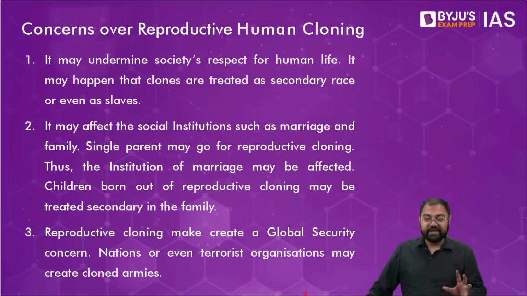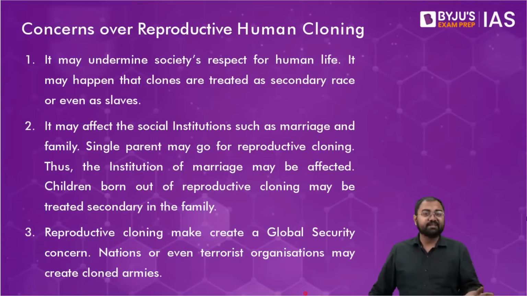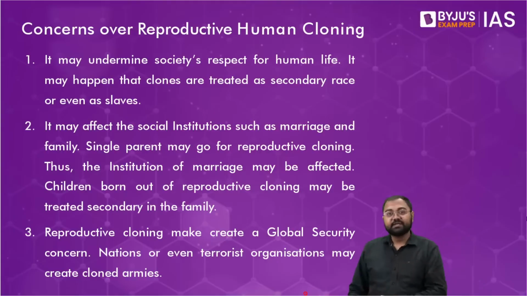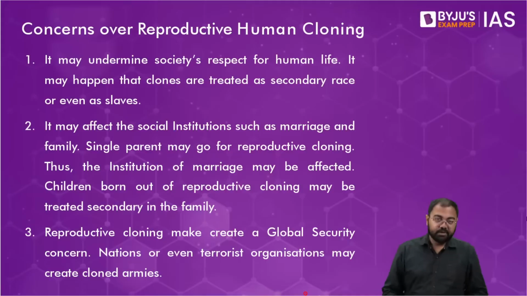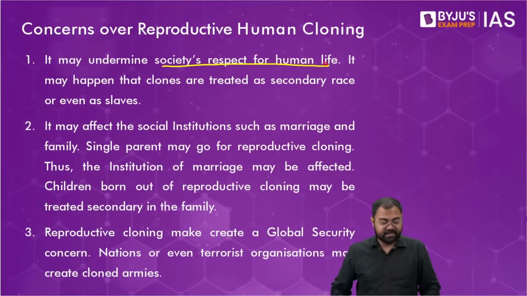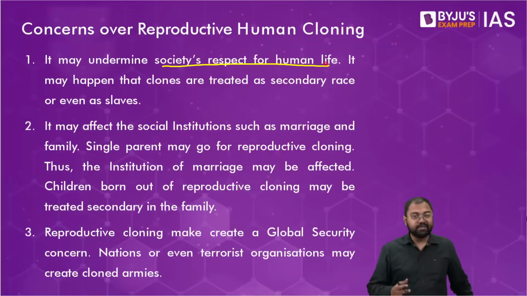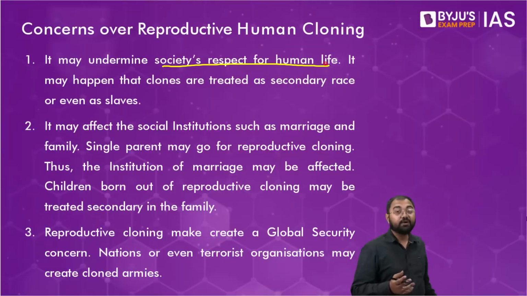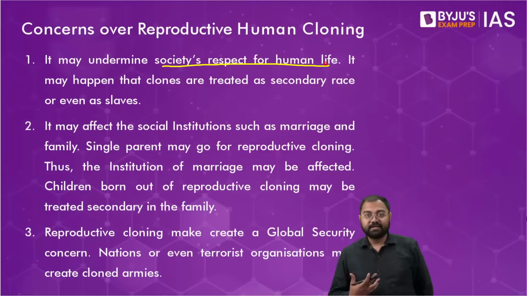Now, why? Because there are certain concerns, and these are not technological or technical concerns, but rather societal concerns that we have with the process of cloning. And that's why these kinds of restrictions or bans have been put over human cloning. So first and foremost, why? Because it might undermine society's respect for human life. If we now understand how to produce clones, we might not have the same respect for human life as a society as we do right now.